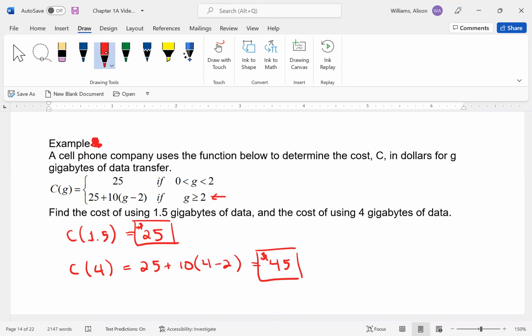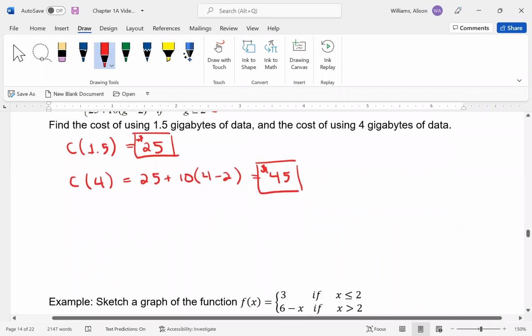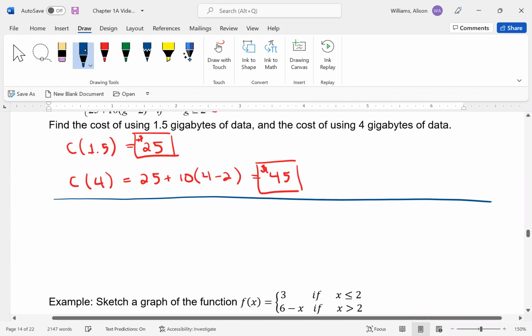So that's the cost if you use 4 gigabytes of transfer. Okay. Now, before we move on to the next part, which is graphing, I want to return to the absolute value function.